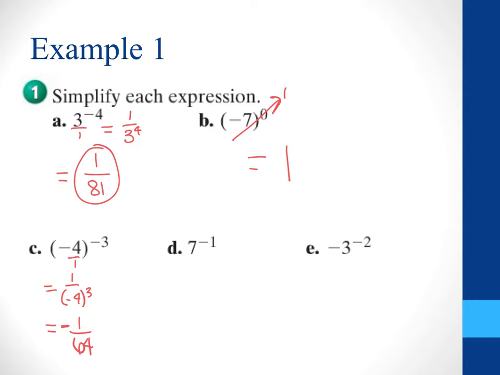For part D, this is 7 raised to the negative 1st. So I can really rewrite that as 1 divided by 7 to the 1st, which will simplify just to 1/7.